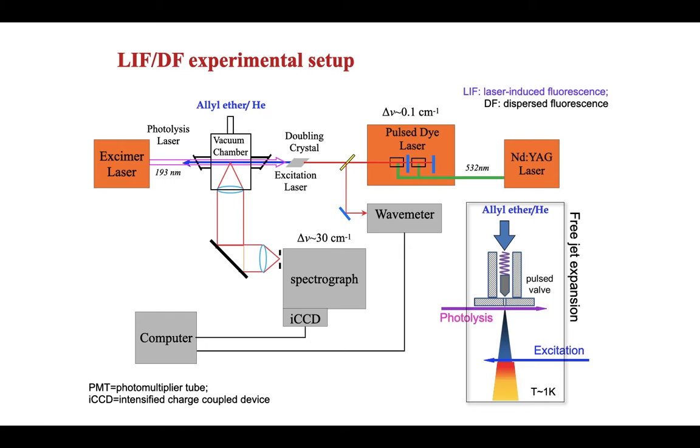On the other hand, while we are doing the DF experiment, we just flip down that mirror, collect the fluorescence, and send it to the spectrograph instead of the photomultiplier tube. Then it goes to the CCD camera, where it is detected, and finally it reaches the computer and we can detect our signal.